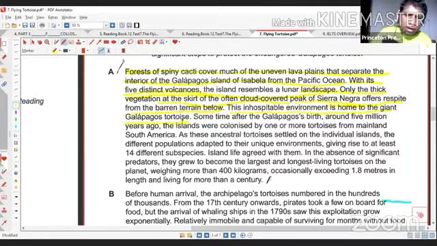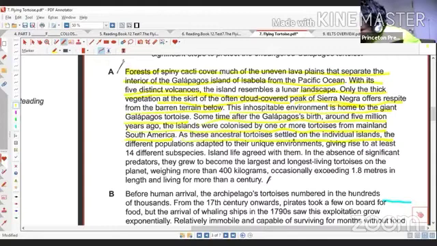So all they talked about is what? The terrain. And now, who is it? You know, the actor comes in. Who is the actor? The tortoise. Okay, the tortoise, where he's staying. So, how many ideas up to now? A description of the landscape, and now the Galapagos tortoise. Sometime after the Galapagos formed, around 5 million years ago, the islands were colonized by one or more tortoises from mainland South America. So they're extending on that, not too many ideas. Around 5 million years ago, the islands were colonized, as these ancestral tortoises settled on the individual islands.